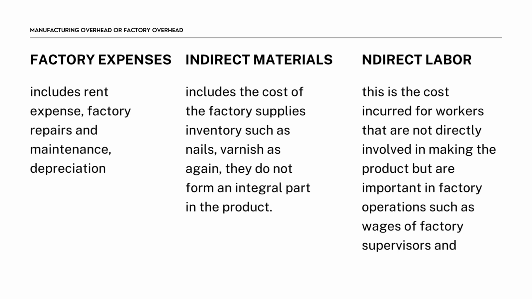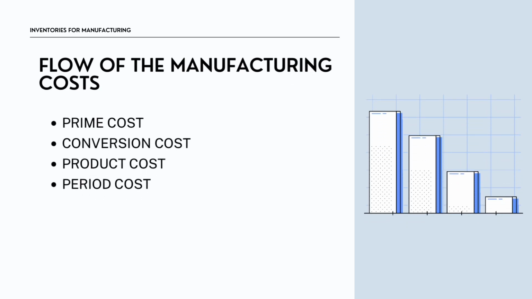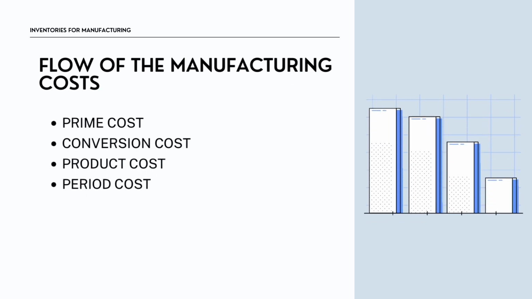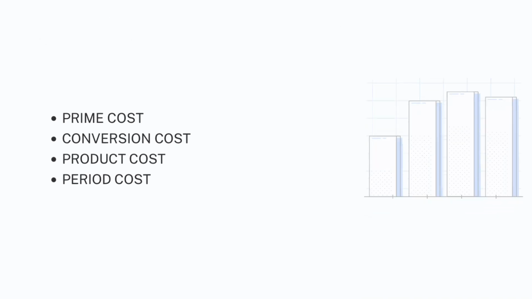Lastly, for the indirect labor, this is the cost that is incurred for the workers that are not directly involved in making the product, but are important in factory operations, such as wages of factory supervisors and guards. For the flow of the manufacturing costs, we have the prime cost, the conversion cost, the product cost, and the period cost.